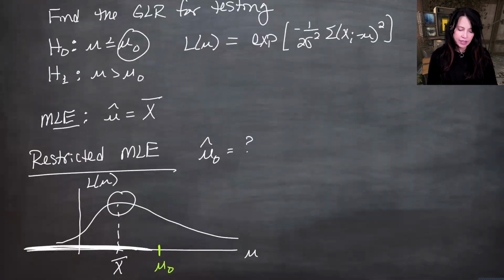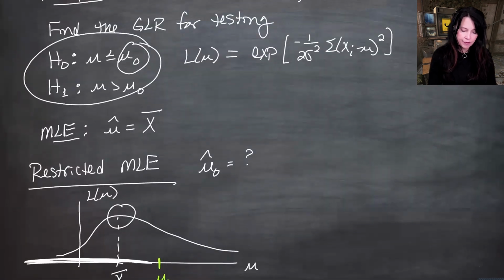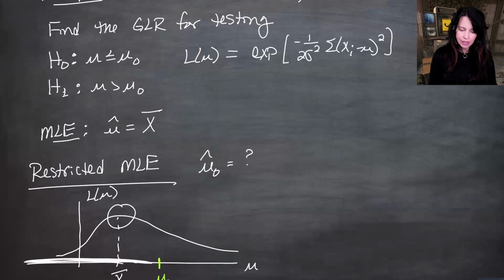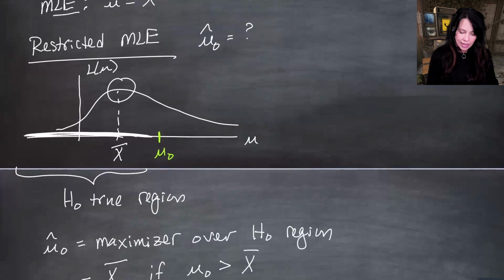Now, mu naught, given in your hypotheses, is a fixed number, but every time you grab a random sample, your likelihood shifts around. And for the next sample, it might look like this. So this is another L of mu for a different sample.